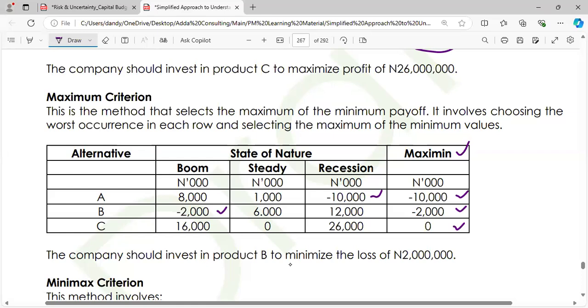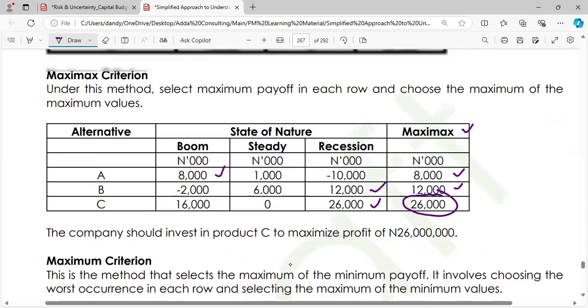Then the rule says select the maximum of the minimum. Whenever you have 0, just ignore that 0. You ignore the 0. That's why, 0 is more than minus 2,000, but because of the rule that states, whenever you have 0, then just ignore the 0. And that's why we pick only the 2,000, 2 million naira loss. Therefore, product B, the company should invest in product B to minimize the loss of 2 million naira.